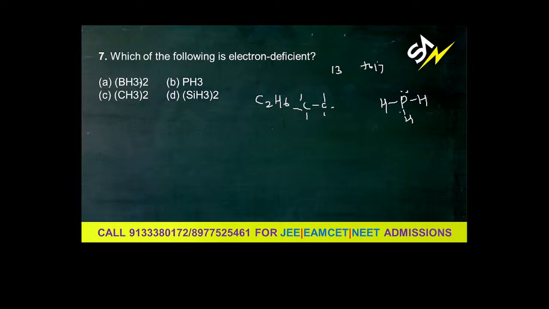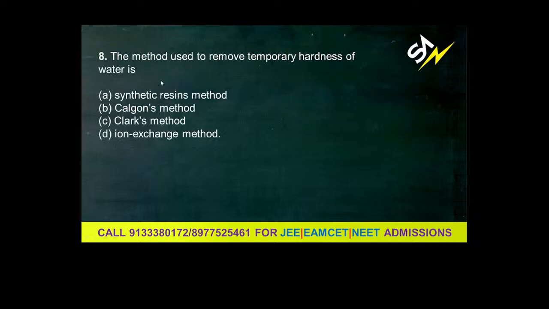Then the first one is B2H6. We know B2H6 is diborane. In that, the boron octet rule does not complete, so the first one is called an electron deficient hydride. So the answer is B2H6.